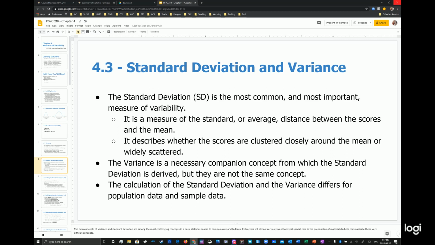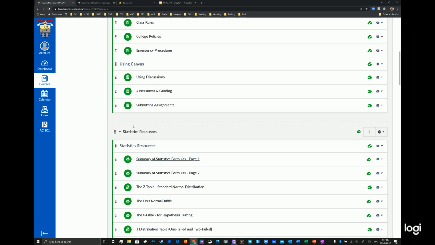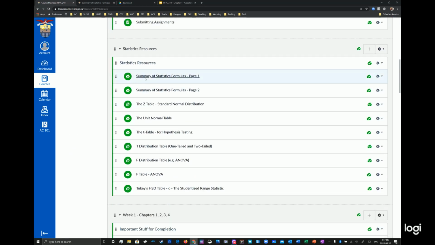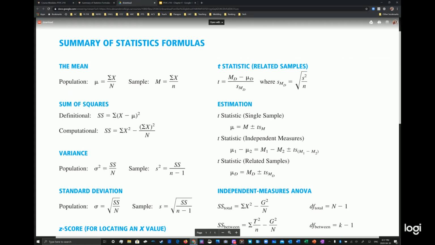And one of the more straightforward ways of explaining this without using formulas, and I'm going to take a break from talking for a moment. If you just want to know where the formula sheets are, yes, you can find it too in our course at Alexander College. You can go to the modules, which is here, and go down to your statistics resources and go to summary of statistics formulas page 1, which would take you to this page. You can download the sheet if you want, or click this button, which would give you the download, and I enlarged it already.